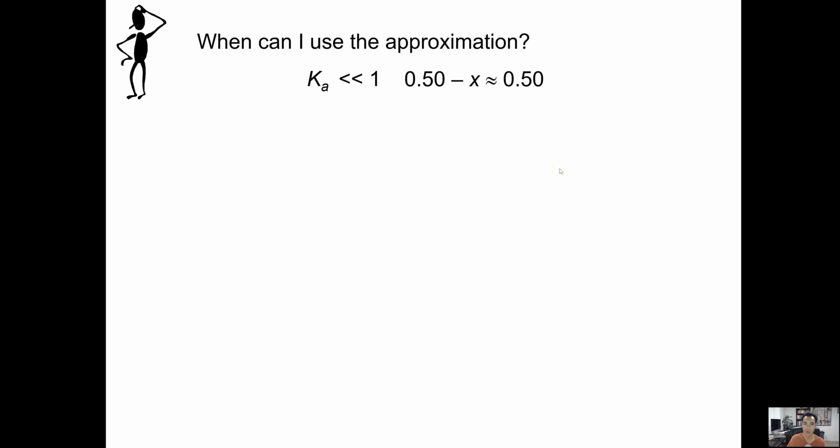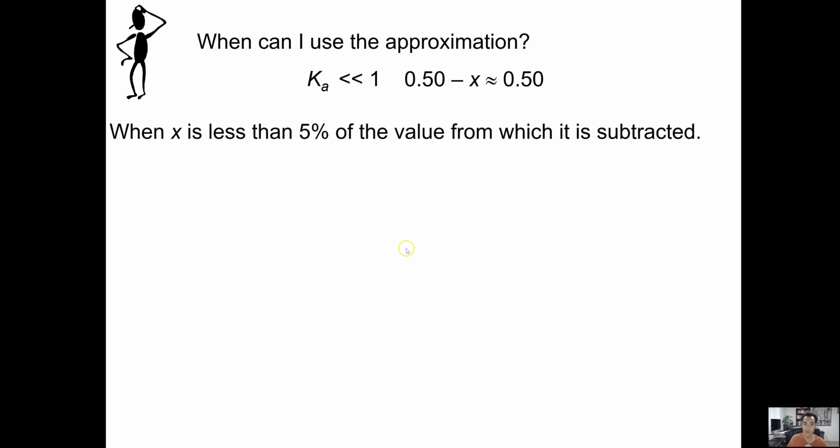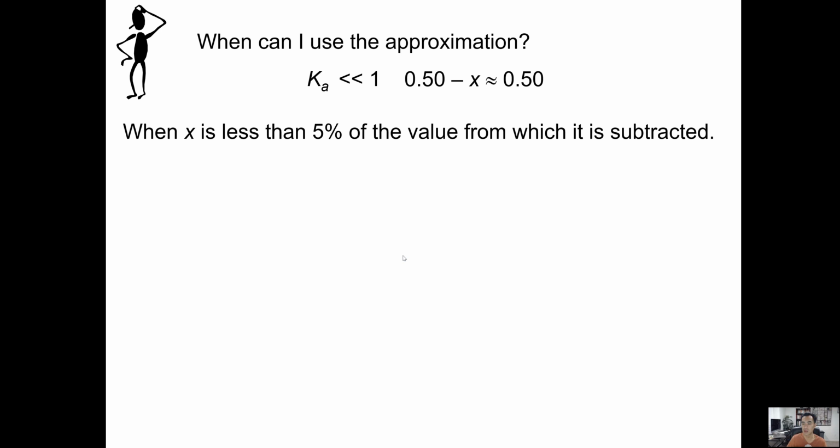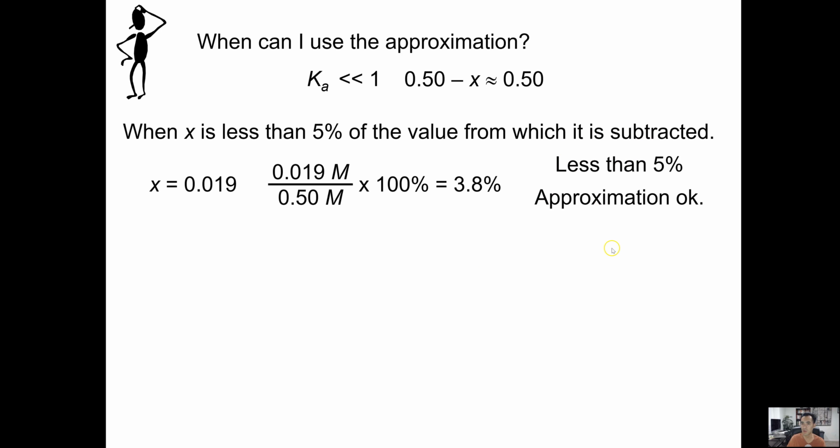Okay. All right, so when can I use this approximation of 0.5 minus that? The answer is when the K value is generally less than 1 and when X is less than 5% of the value when you subtract it. So in other words, if we're taking a look at the concentration ratio, it has to be less than 5% of whatever it was. In our previous example, we have 0.019 as our X. You divide it by that 0.50 initial concentration, and you can see that it checks out. It's actually under 5%, which is 3.8%. Less than 5%, the approximation is okay, but if it gets higher than 5%, you can't do that.